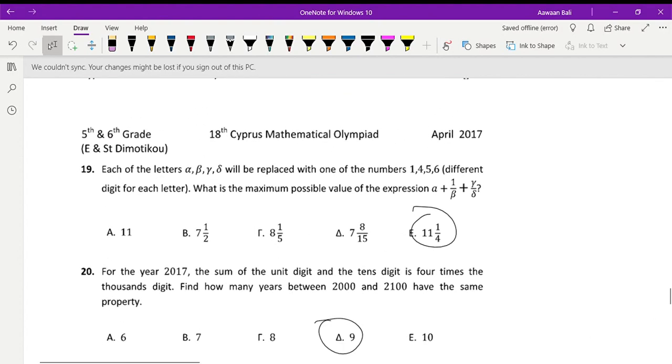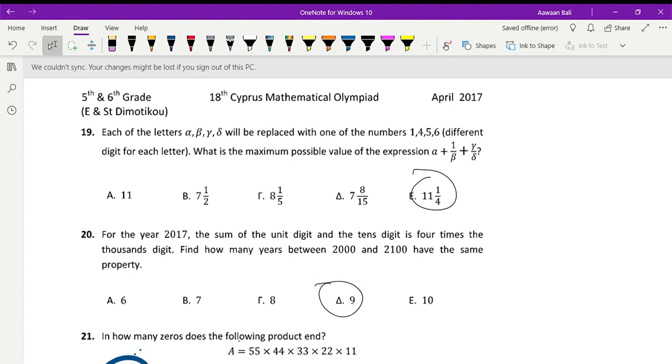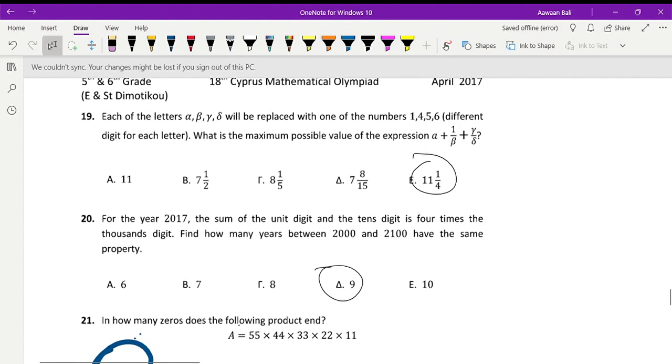Each of the letters alpha, beta, gamma, and delta will be replaced by one of the numbers 1, 4, 5, and 6. There's a different digit for each letter. What is the maximum possible value of the expression alpha plus 1 beta plus gamma delta? Now to find this, basically, the biggest fractions go like this. So alpha should be the biggest whole, so we can say 6 is there, and then 1 upon the biggest fraction. So we can say 1 upon 4.